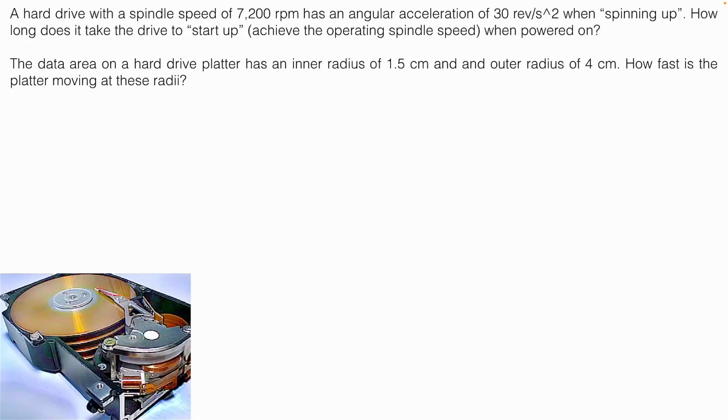What I've done is I've taken more modern hard drives. Most hard drives nowadays, decent performing hard drives, will have a spindle speed of 7,200 RPM. What's an RPM? Revolutions or rotations per minute, right? So literally, in terms of a unit, 7,200 revolutions or rotations per minute.